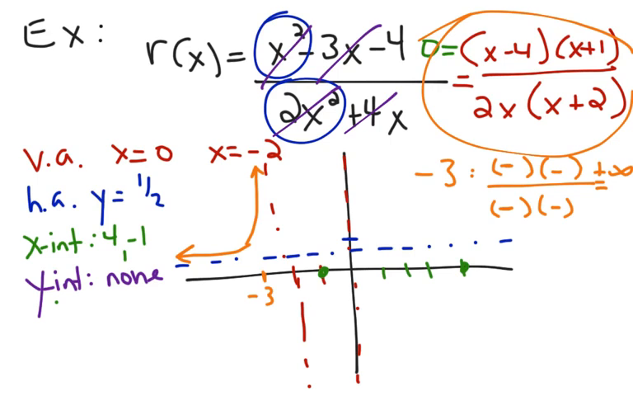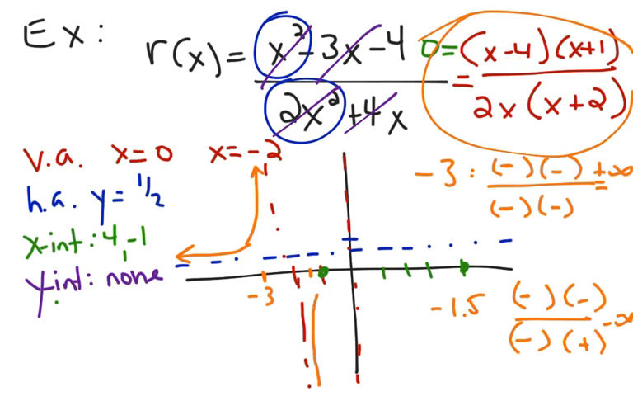Okay, now let's find out what happens to the graph between negative 2 and 0. Let's see, what would be a good number to try? You already know that at x equals negative 1, the answer is 0. So we probably need to try something else. Maybe we'll try negative 1.5. At negative 1.5, if I plug that in, I get a negative times a negative over a negative times a positive. You get a positive over a negative, which is going to give you a negative, which means the graph is going to negative infinity. So it must be down here somewhere.